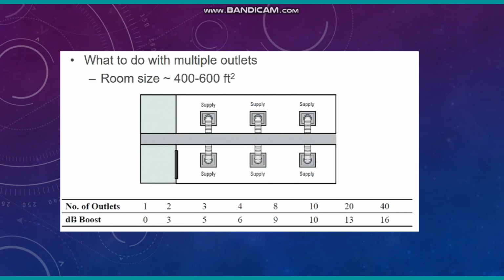And another very important thing here is, in one room there will not be only one diffuser, there will be multiple diffusers. For example, if we have one room size 400 to 600 square feet, just for the example, if you have multiple outlets like multiple diffusers, then you can see the dB boost. That means the noise level will keep on increasing if you are increasing the number of outlets in the room. So considering all these things, we have to select the noise level for the diffuser.